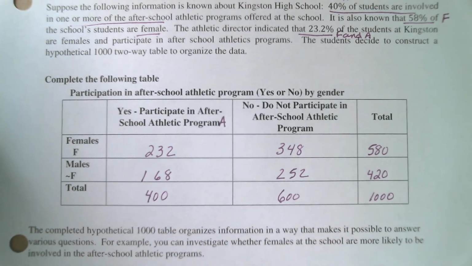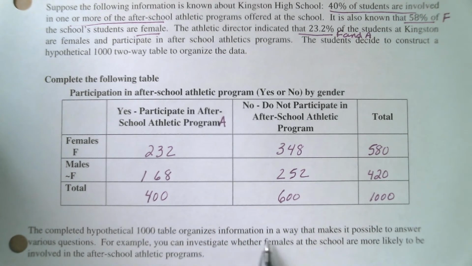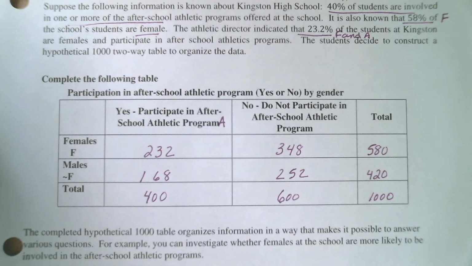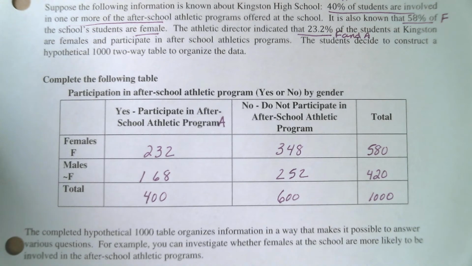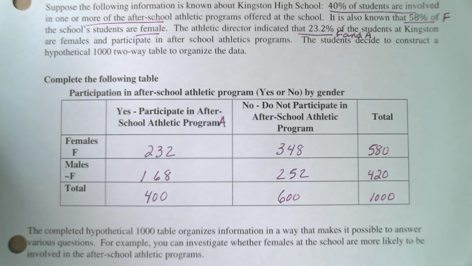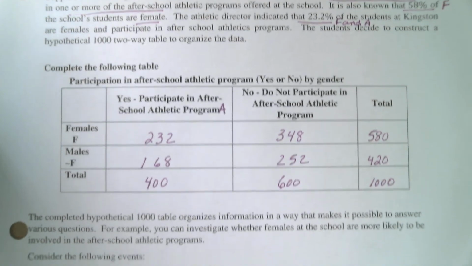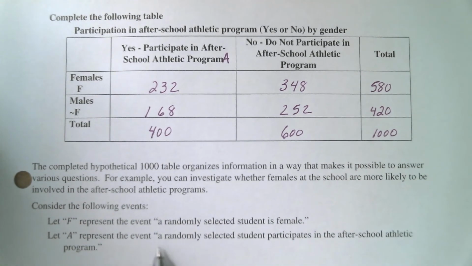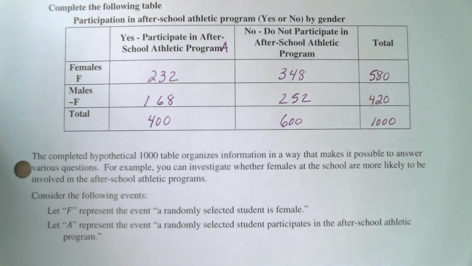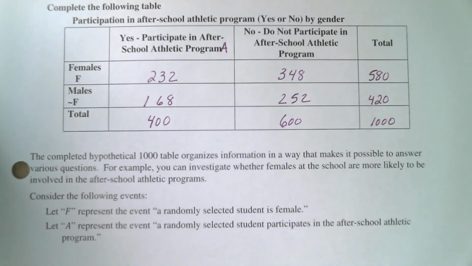The completed hypothetical 1,000 table organizes information in a way that makes it possible to answer various questions. For example, you can investigate whether females at the school are more likely to be involved in the after-school athletic programs. Consider the following events. Let F, capital F, represent the event a randomly selected student is female. Let capital A represent the event a randomly selected student participates in after-school athletic program. Based on the descriptions above, describe the following events in words.